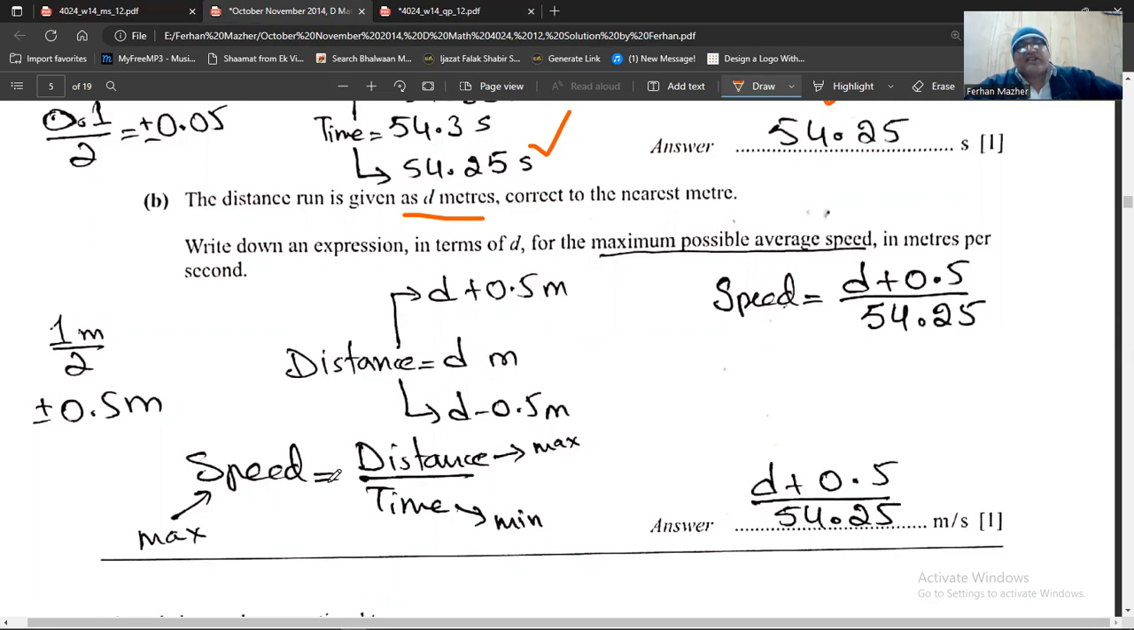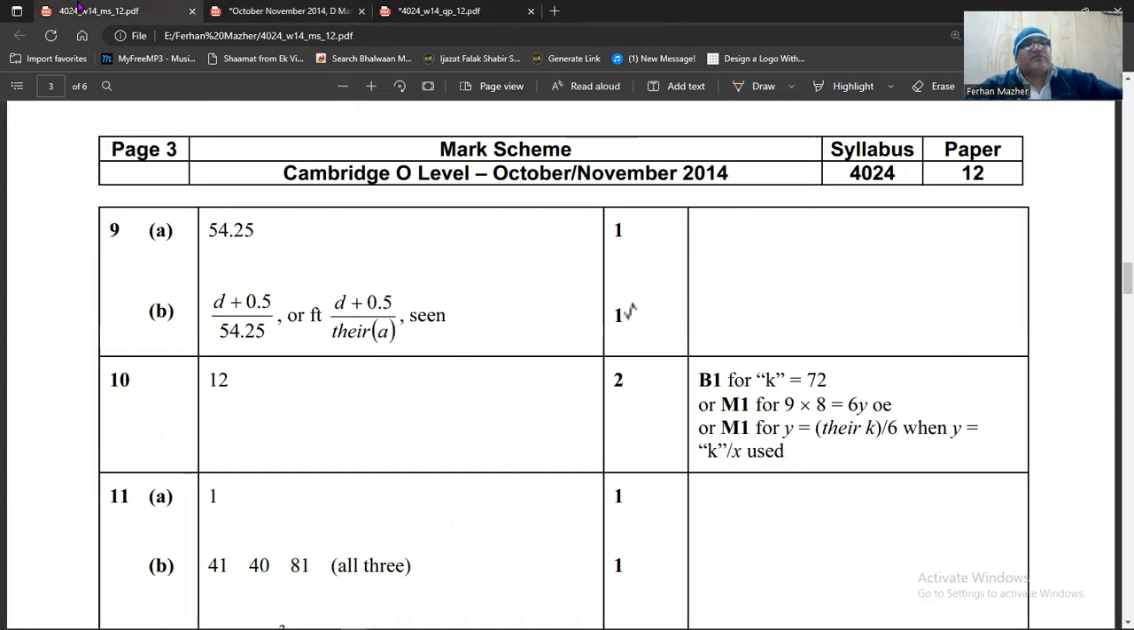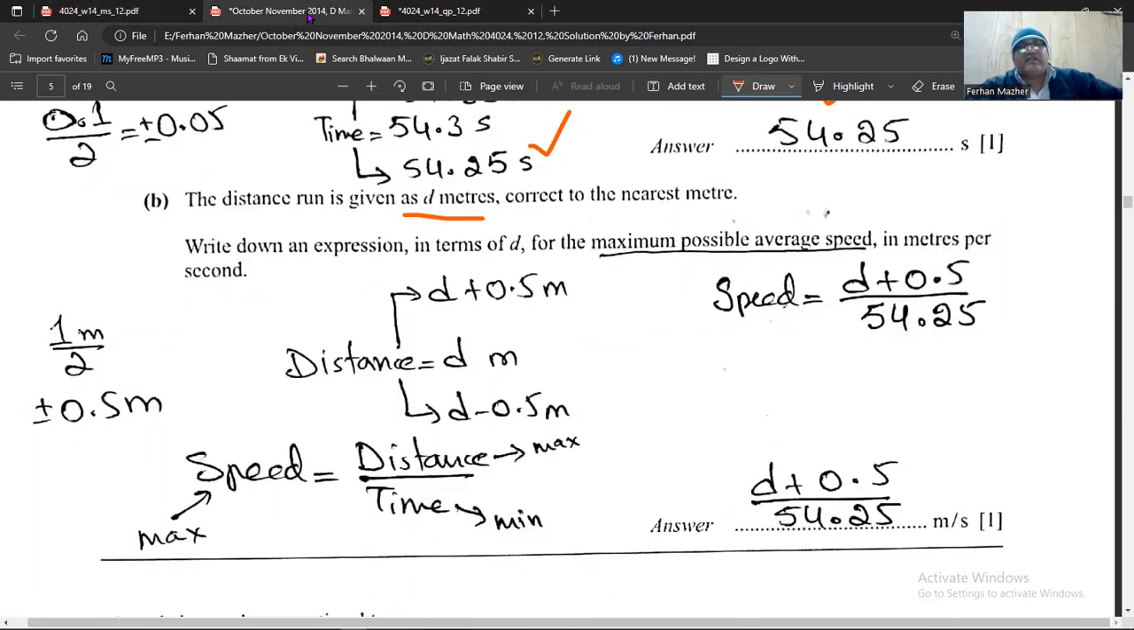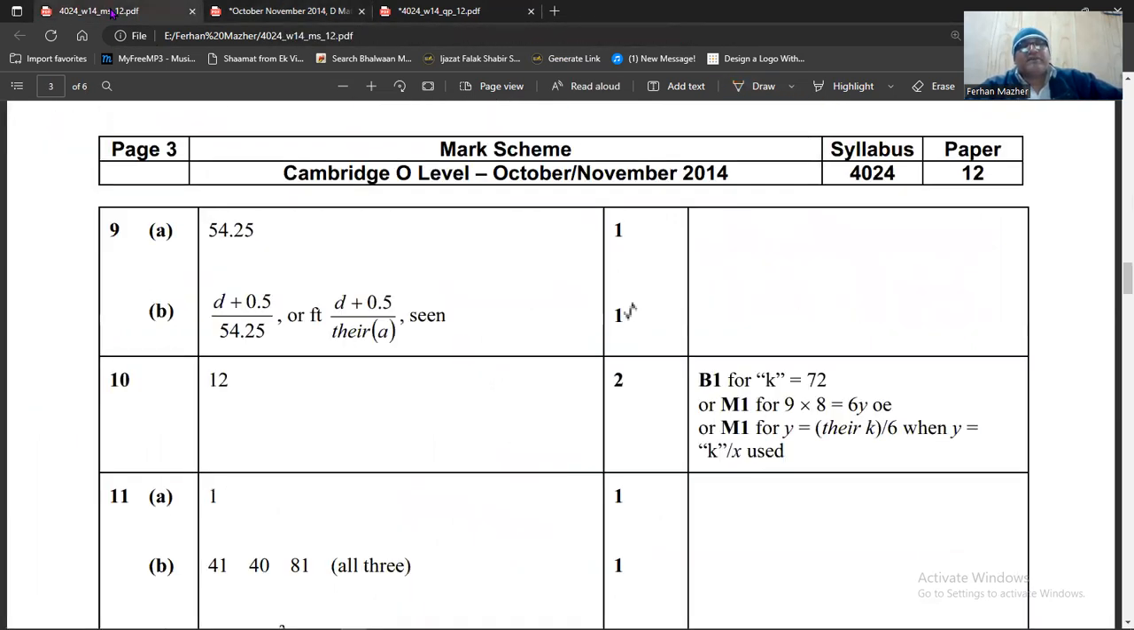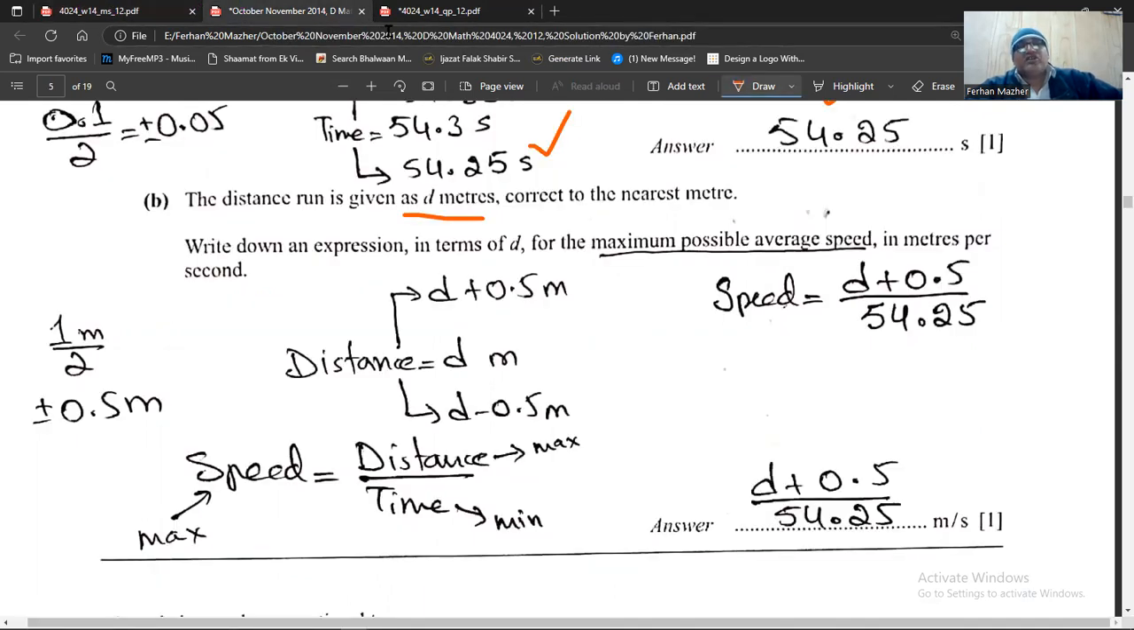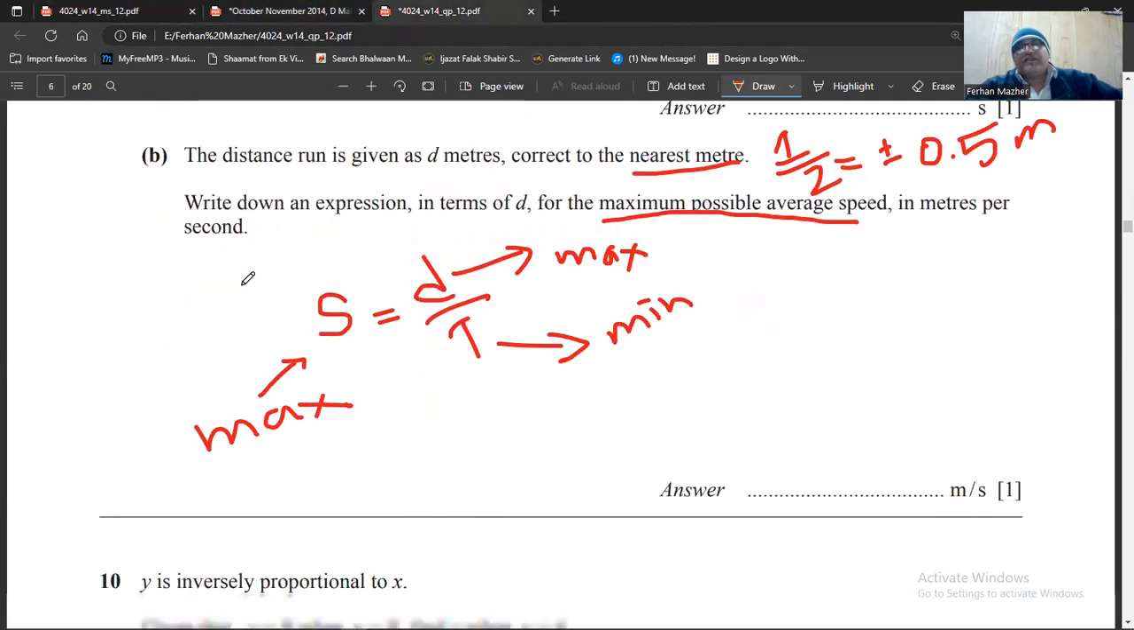They have asked us to find the speed, which is distance divided by time. They want the maximum speed. So the distance should be maximum and the time should be minimum because it's division. So the upper bound of the distance is d plus 0.5 and the lower bound of the time is 54.25, and this is the answer. So let me show you d plus 0.5. The answer is right. You can see the marking scheme. Here is the solution. I hope you understand.